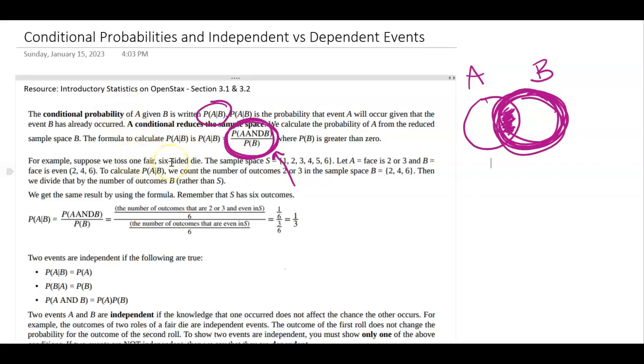Here is an example for you. If you have a sample space of 1 through 6, and A is 2 or 3, and B is 2, 4, or 6, and we know that B has happened, so 3 out of those 6 happens. What's the probability that 1 or 3 happens? That outcome is going to end up being 1/3, and you can see mathematically why that is the case down here.